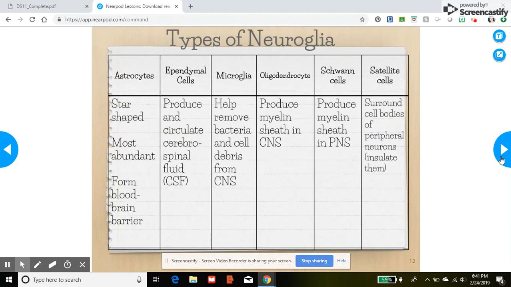So there are 6 different types of neuroglia. We'll go through each one of these here. We have the astrocytes. They look star-shaped, which helps you remember: think of astrology or astronomy, the stars and constellations. They are the most abundant type of neuroglial cell.